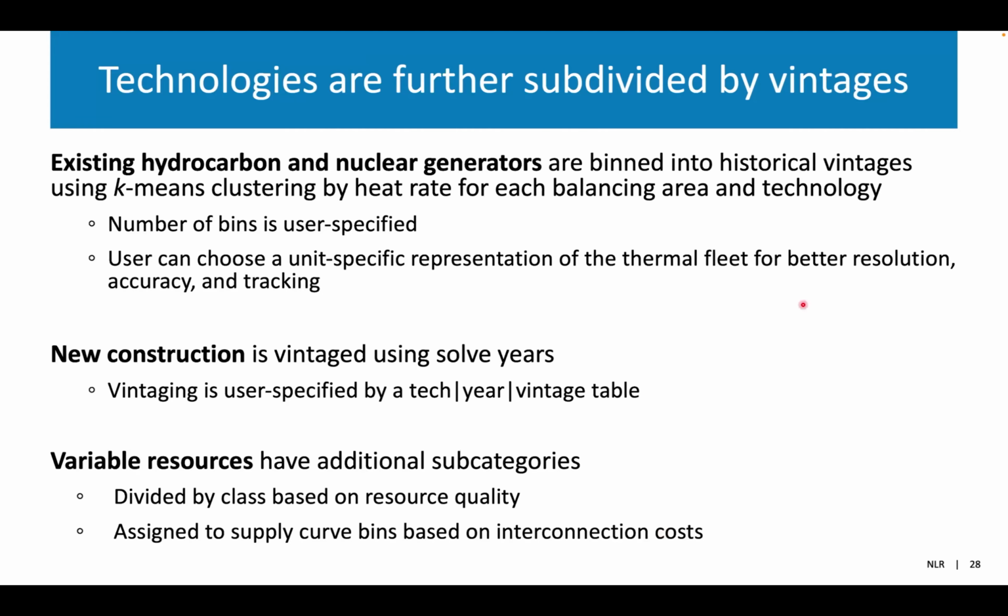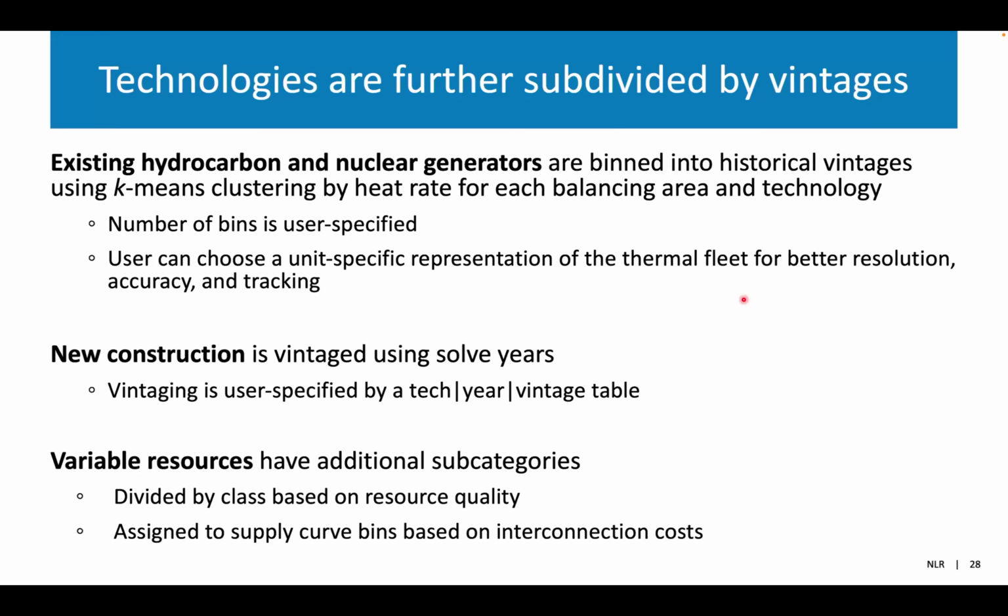So starting with the existing hydrocarbon and nuclear generators, these are binned into historical vintages by technologies with similar heat rates for each balancing area. The number of bins is user specified, and the number of bins in each region can actually be increased until each bin basically consists of an individual unit. This unit level representation of the historic fleet is possible and does provide better resolution, accuracy, and tracking of the historic fleet, but it heavily increases computational complexity of the model, making it harder to solve.